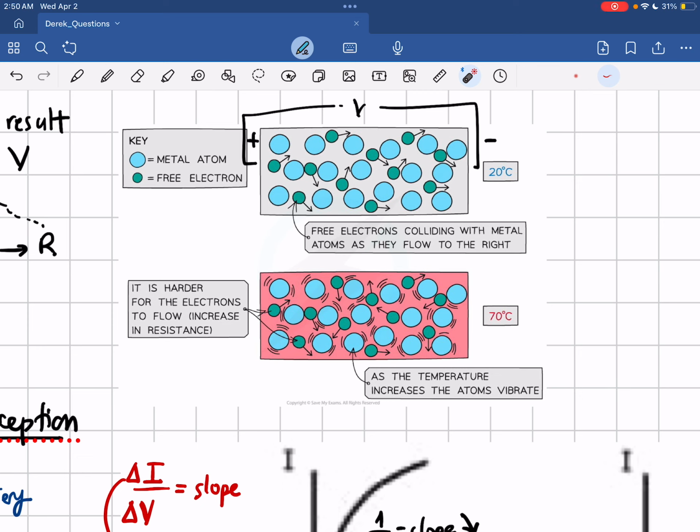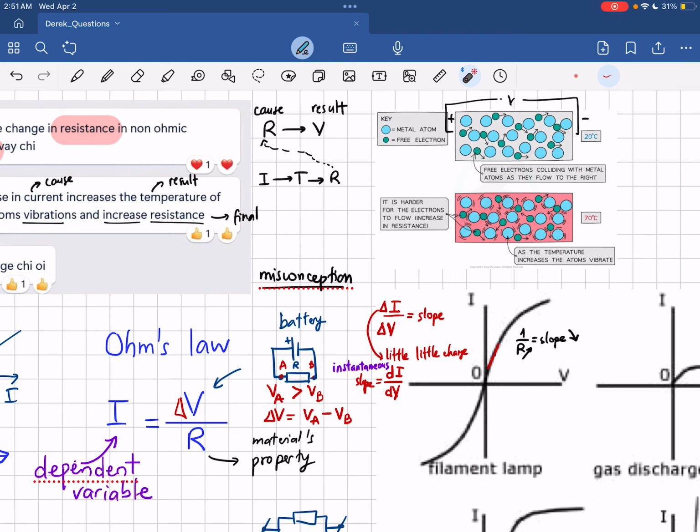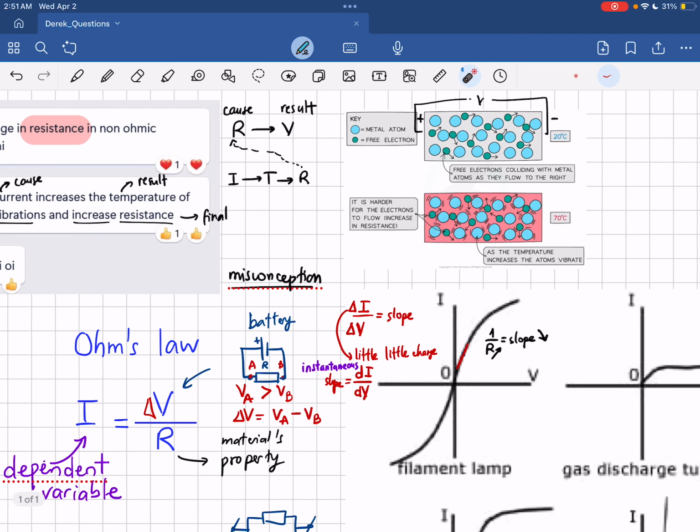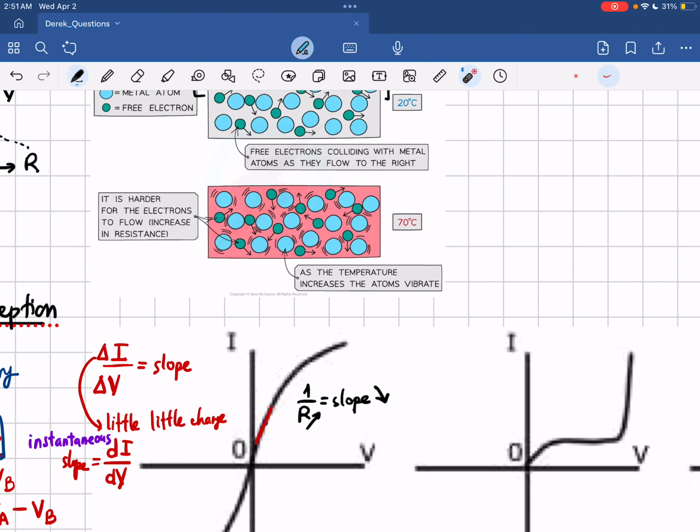So when these molecules are moving more, when they vibrate more, it's not easy for the electrons to get through anymore. It's harder. That's why we said that the resistance is increasing here. So does the statement here say that the temperature is causing more atom vibration? Is temperature the cause? The answer is no. Temperature is not the cause.